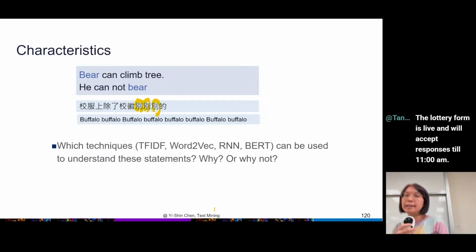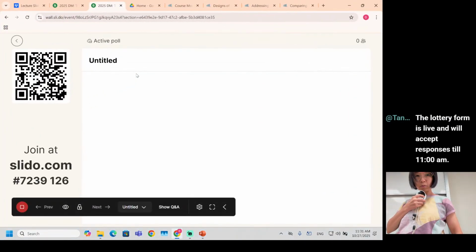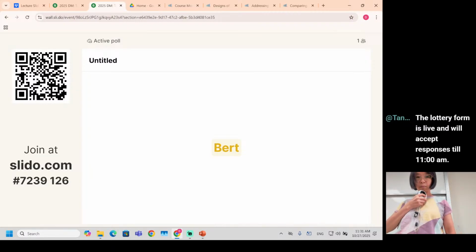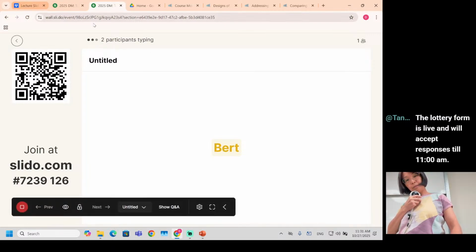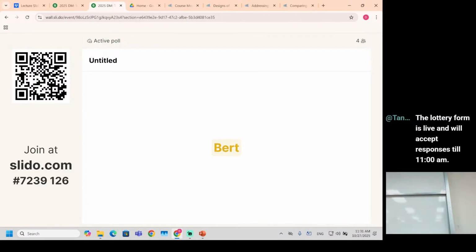Can you tell me which one you think can actually understand this sentence: Buffalo buffalo buffalo buffalo buffalo buffalo buffalo buffalo? And why not? So TF-IDF, Word2Vec, RNN, BERT. They each handle different things and take different inputs. Only one answer? If you believe there are multiple, can Word2Vec actually do this buffalo sentence?